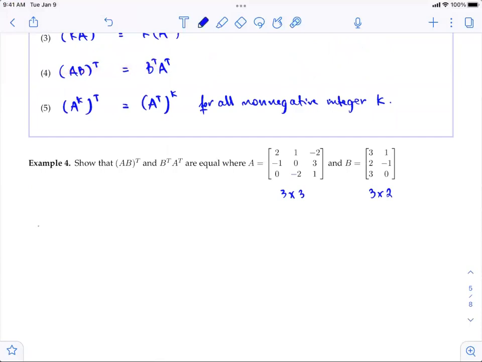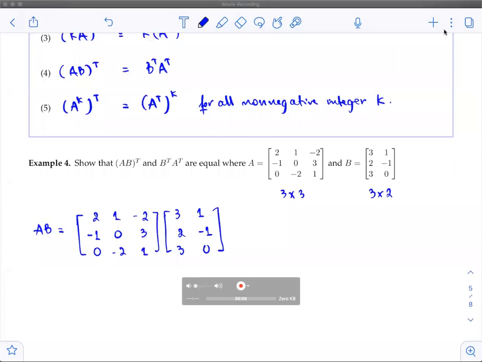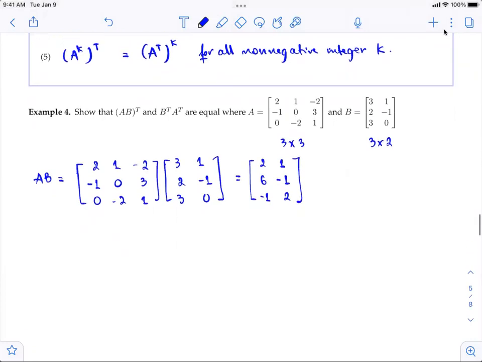Right, so A times B: A is 2, 1, negative 2, negative 1, 0, 3, 0, negative 2, 1. You multiply with matrix B, 3, 1, 2, negative 1, 3, 0. So the result of this product is of the form 2, 1, 6, negative 1, negative 1, 2. Now you're going to find the transpose of A times B. That means you want to take the transpose of this matrix.